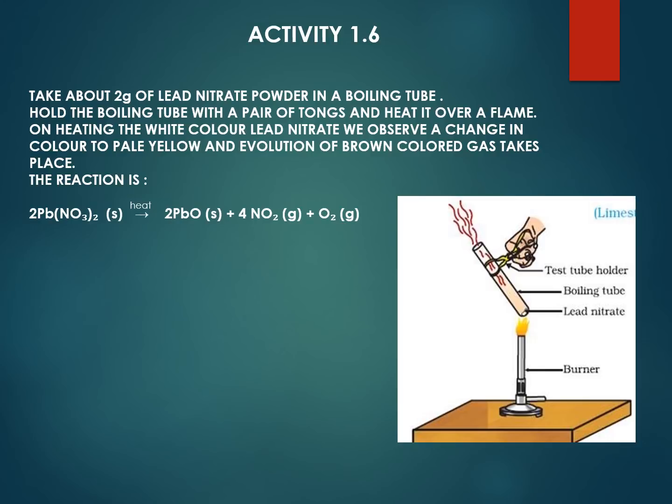Here a decomposition reaction takes place. 2Pb(NO3)2 on heating gives 2PbO plus 4NO2 plus O2. Here lead oxide, nitrogen dioxide and oxygen are produced. This is an example of thermal decomposition reaction.